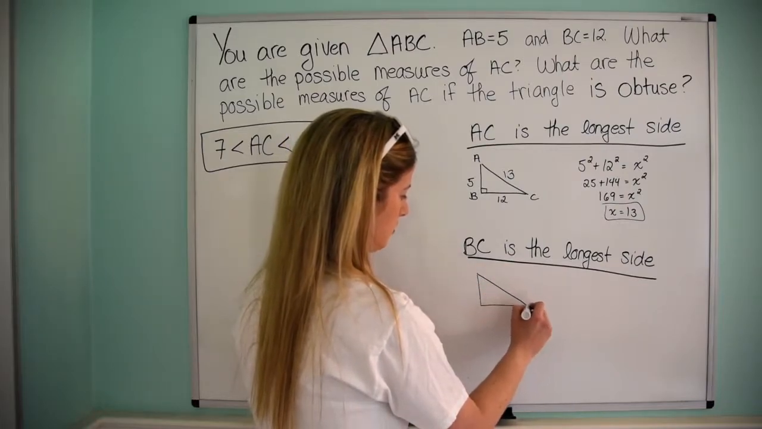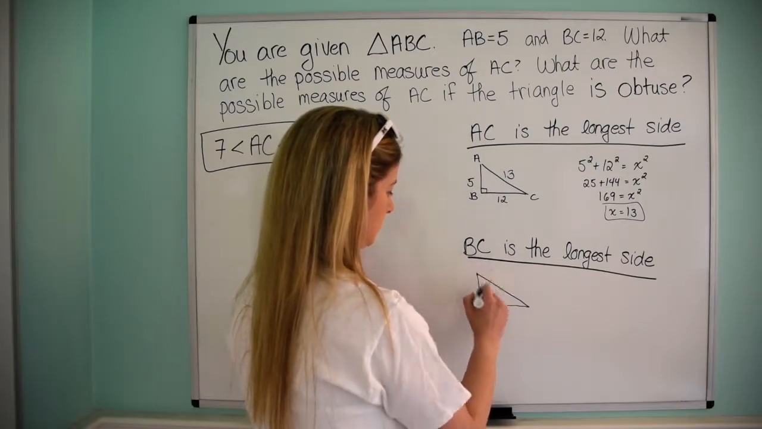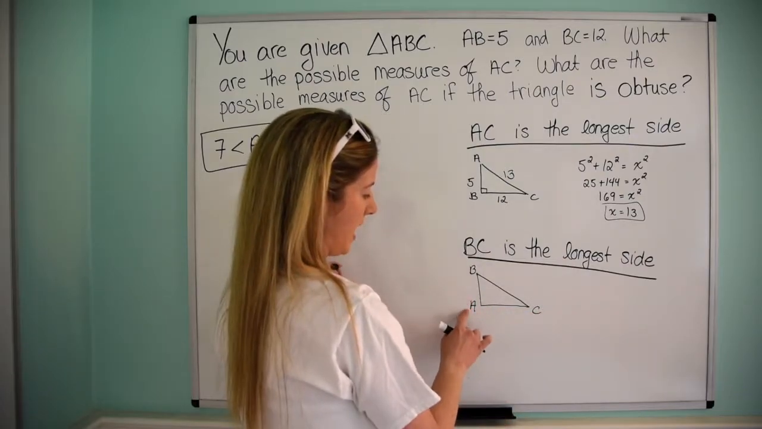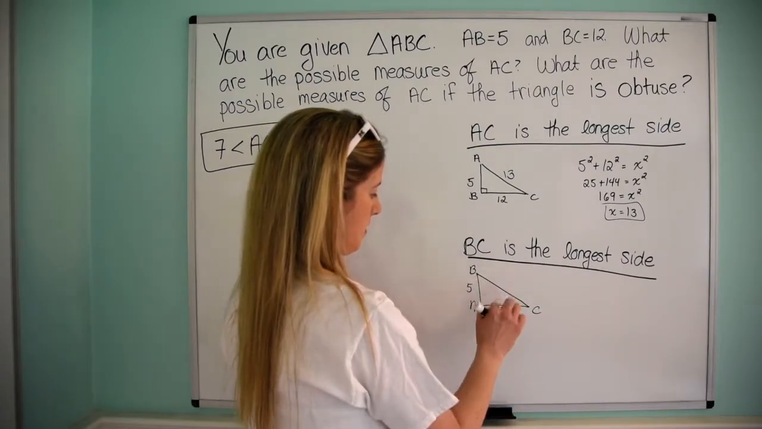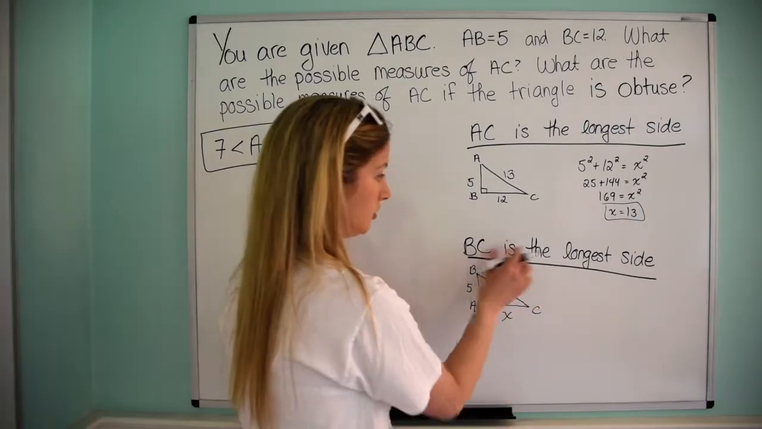I'll just draw another triangle. So this is BC, so I guess I'll start down here, A, B, C. So AB is 5, AC we don't know, and BC we know is 12. So BC is the longest side.